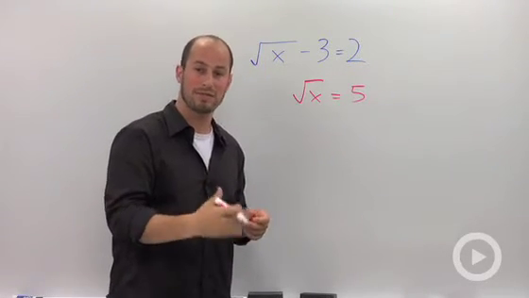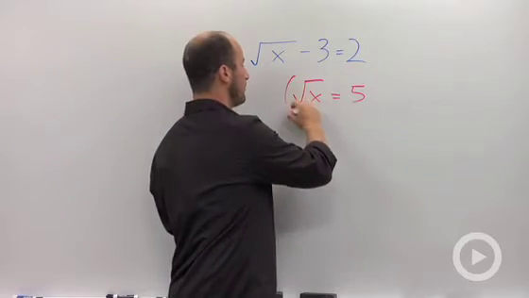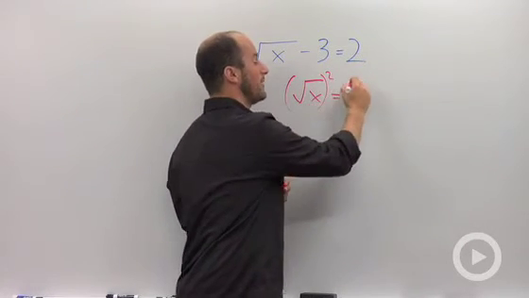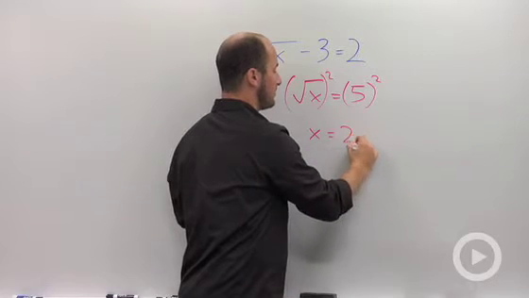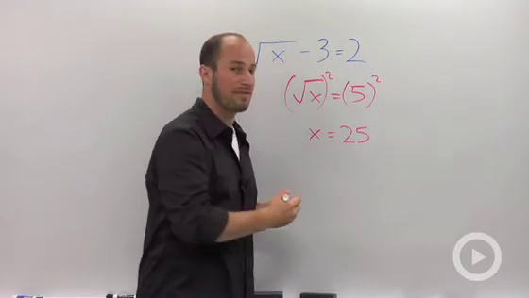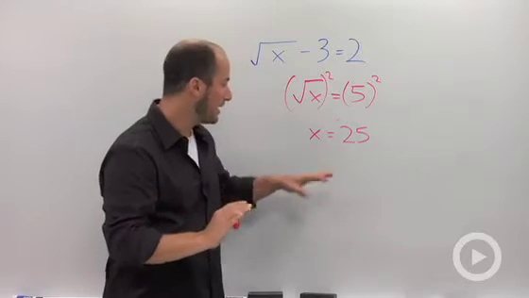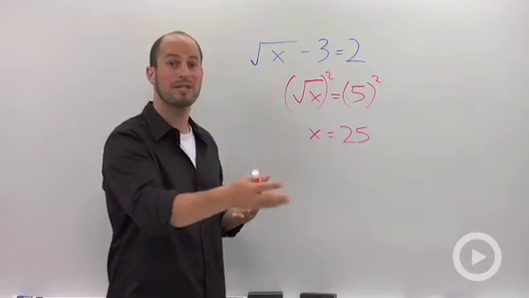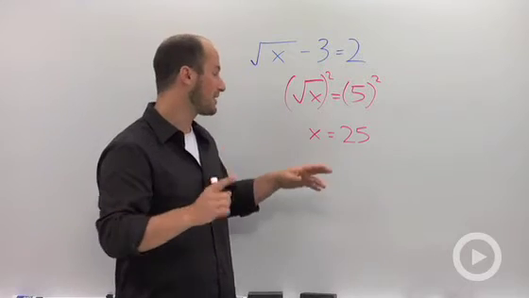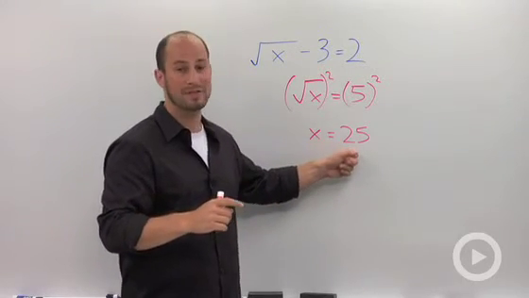In order to get rid of the square root, we need to square. If we square one side, we have to square the other to keep it balanced. And so we end up with x is equal to 25. Okay, common mistake is that when we square things, people want to put plus or minus. You square something, it always turns out positive. Okay, so it's just that one positive number, giving us x equals 25.